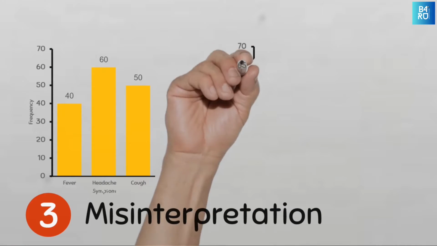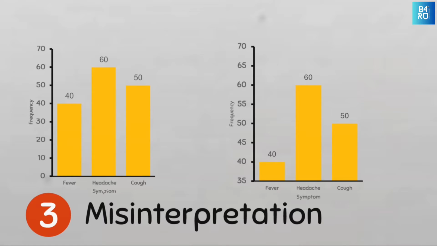And number three, there's a huge misinterpretation potential. Bar charts can be susceptible to manipulation by changing the scale on the y-axis. A drastic change can exaggerate or downplay differences between categories.